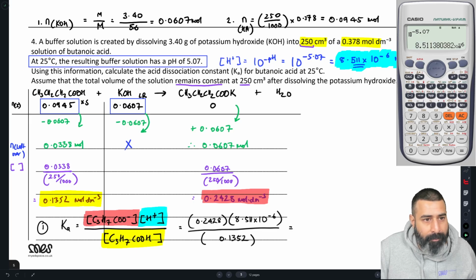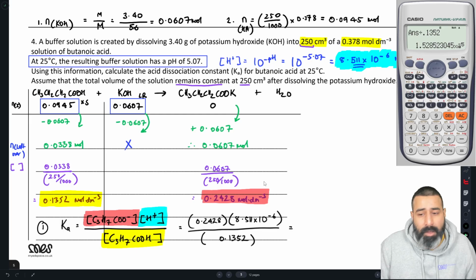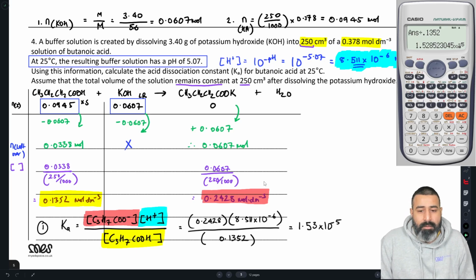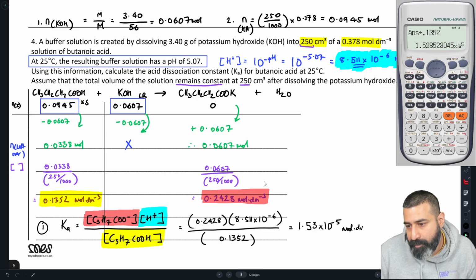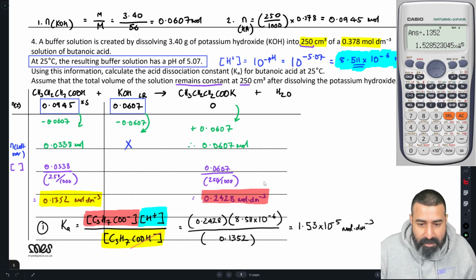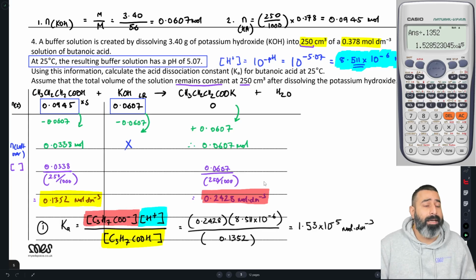So let's go through it. I'm going to multiply 8.511 times 10 to the minus 6 by 0.2428. Bingo. And then divide that through by 0.1352. Okay, so that's my value for Ka for butanoic acid, 1.53 times 10 to the minus 5. Okay, and the units here are moles per decimeter cubed. Because that is moles per decimeter cubed, that is moles per decimeter cubed, they cancel out, and so you're just left with Ka as moles per decimeter cubed.